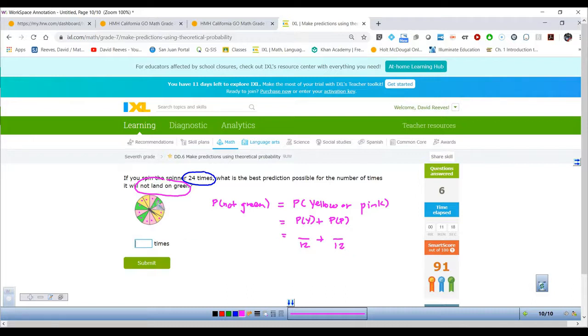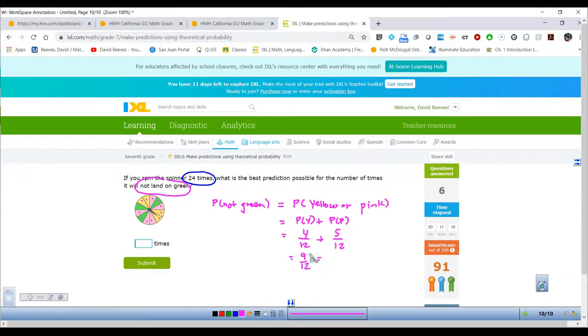How many of those outcomes are yellow? 1, 2, 3, 4. How many of those outcomes are pink? 1, 2, 3, 4, 5 are pink. So the probability of landing on a yellow or landing on a pink is 9 out of 12. And we should be reassured because we can quickly see there are 3 green. And if we added the 3 to the 9, we would get 12 out of 12. All right, so 9 out of 12 times, we are going to get not green.